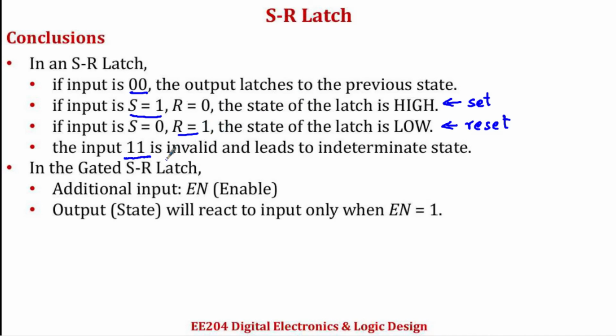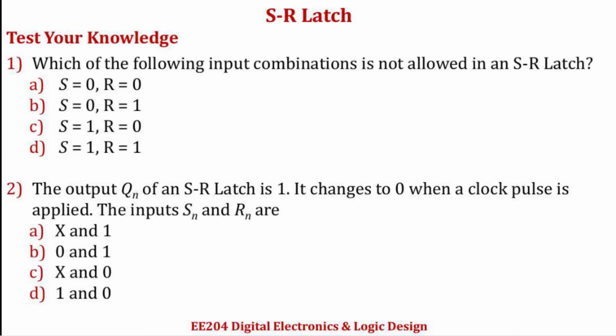Now the difference between a gated latch and a basic latch is that you have an additional input en. En 0 ആണെങ്കിൽ your output is not going to change. If en is 1, then you will have the outputs changing according to the combination of inputs that you give. Now if you have understood the lecture, you can try to answer these two questions.